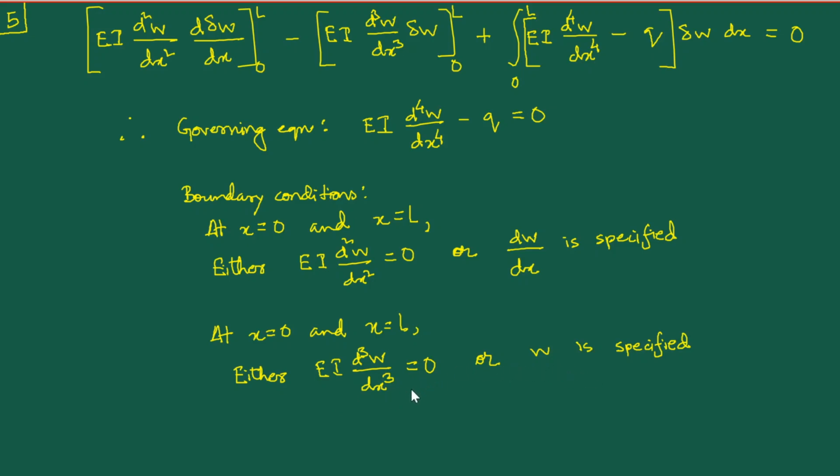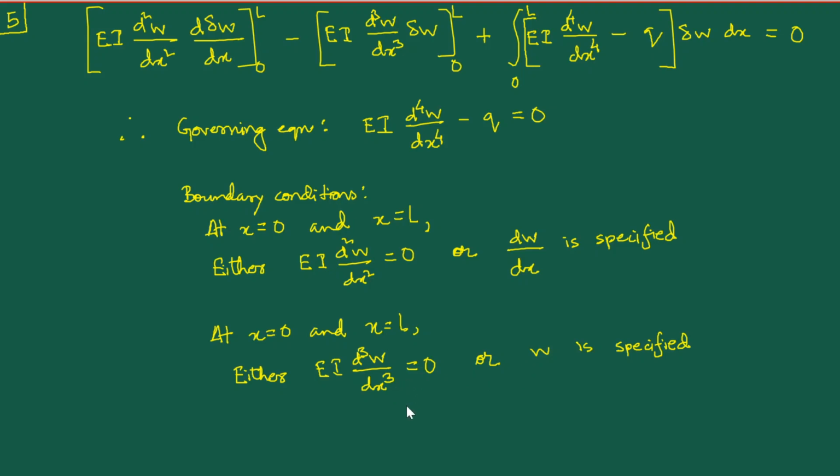Similarly, if the end x equal to L is also clamped, then again you have to say that w is specified at x equal to L, which means that at x equal to L you can no longer say anything about this. So that is the significance of this either-or statement. At a particular end or at a particular boundary, once you hone in on a particular option, the other option automatically gets deleted from your consideration.